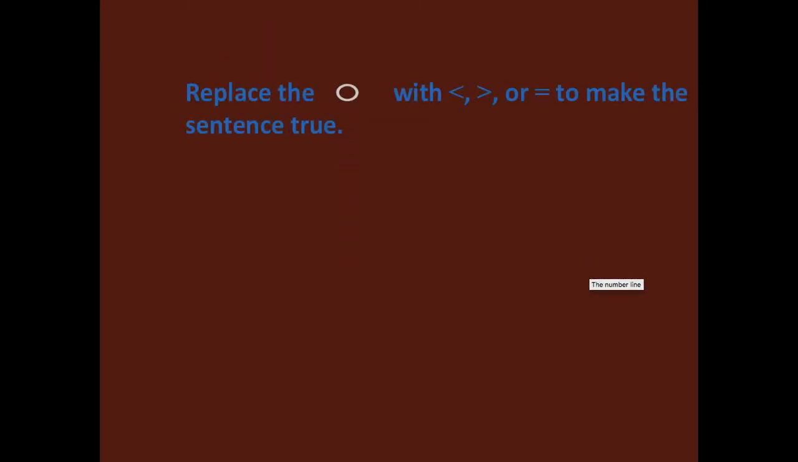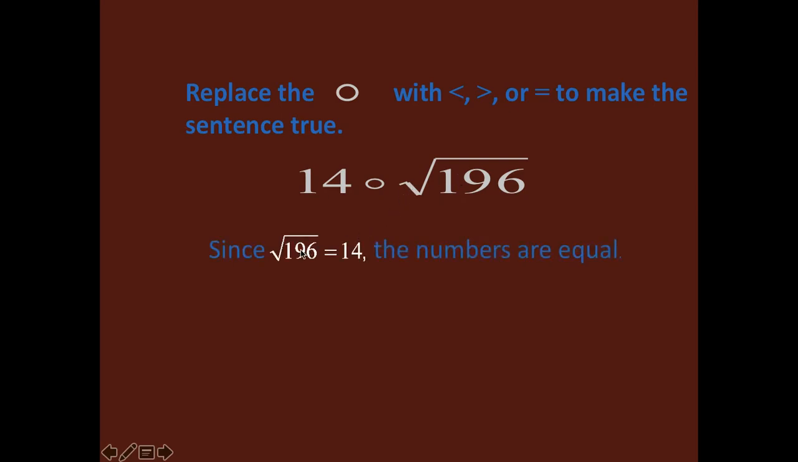Now we need to compare as well between the numbers. Compare 14 and root of 196. We know that the square root of 196 is 14. So first we need to solve the square root. Then both the sides are 14, so it will be an equal sign.